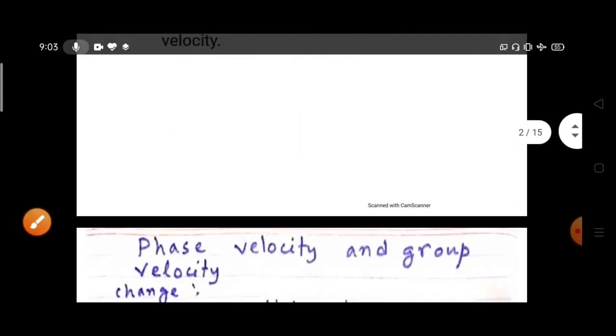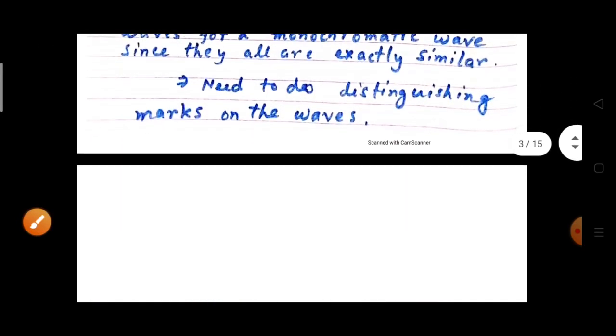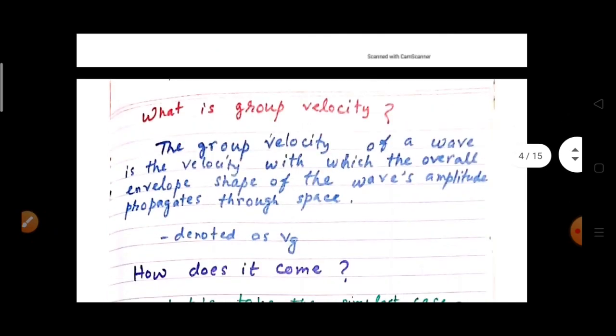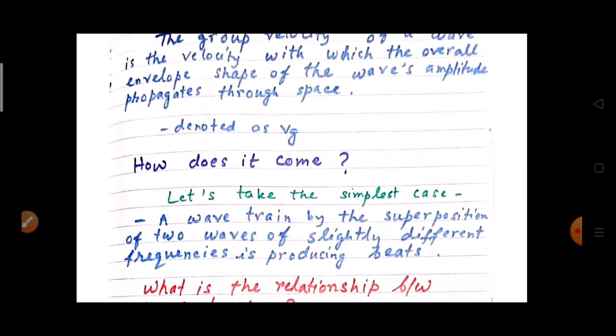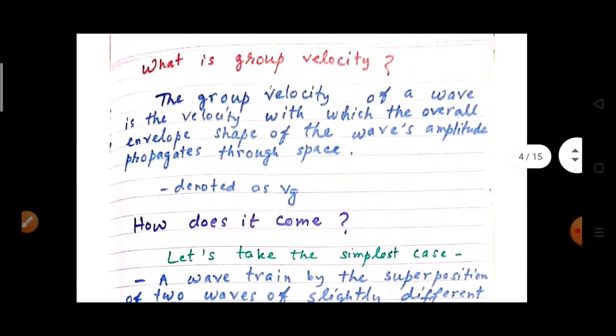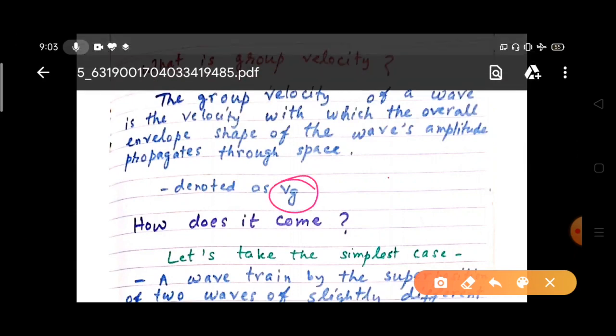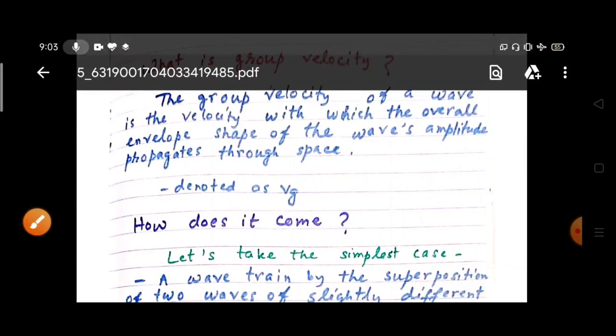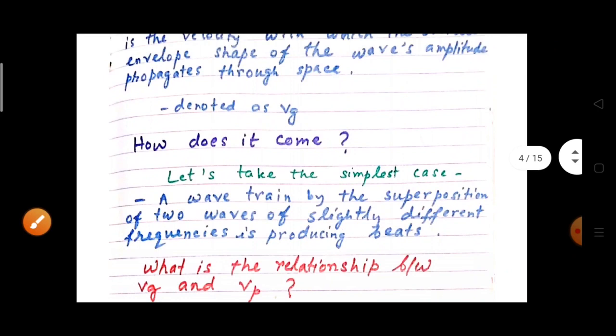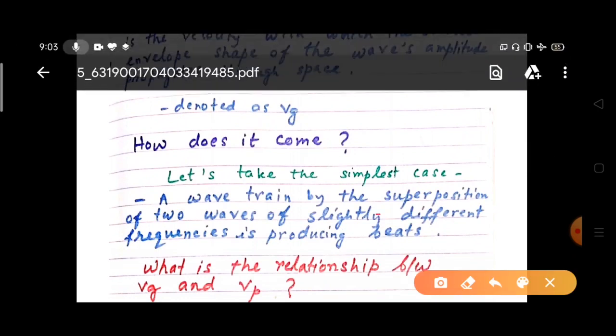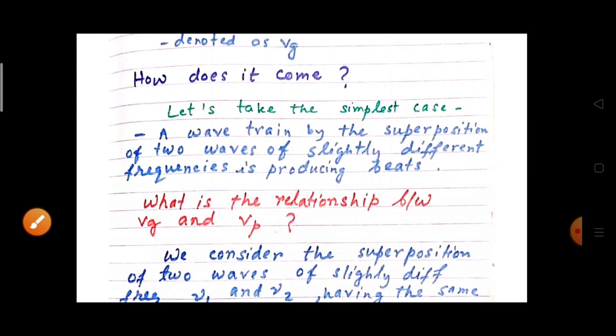Now let's understand it mathematically. Where does it come from? Group velocity is denoted by Vg, and phase velocity is denoted by Vp. Now let's take the simplest case: the superposition of two waves of slightly different frequencies, producing beats. So we are taking only the two-wave superposition case.